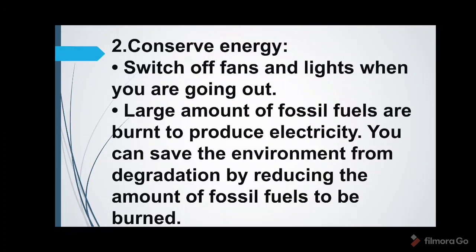Number 2. Conserve energy. Switch off fans and lights when you are going out. Large amount of fossil fuels are burned to produce electricity. You can save the environment from degradation by reducing the amount of fossil fuels to be burned. There's a lot of ways to conserve energy, like replace your light bulbs or use more power strips, and of course, you can purchase energy-efficient appliances.